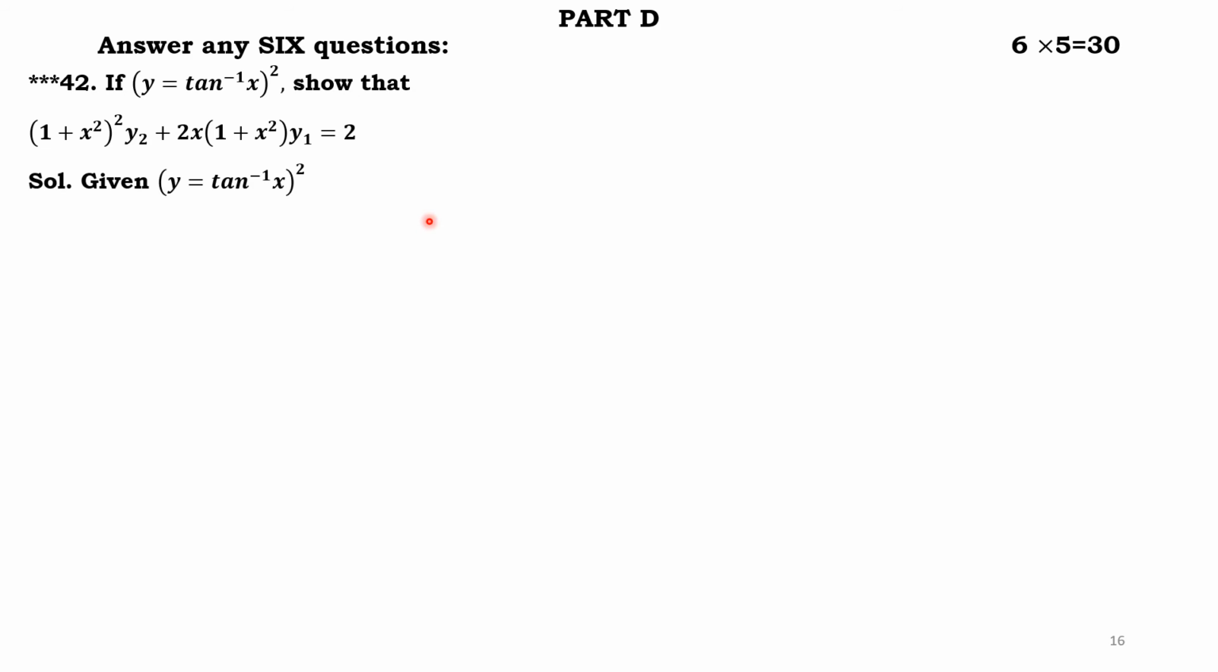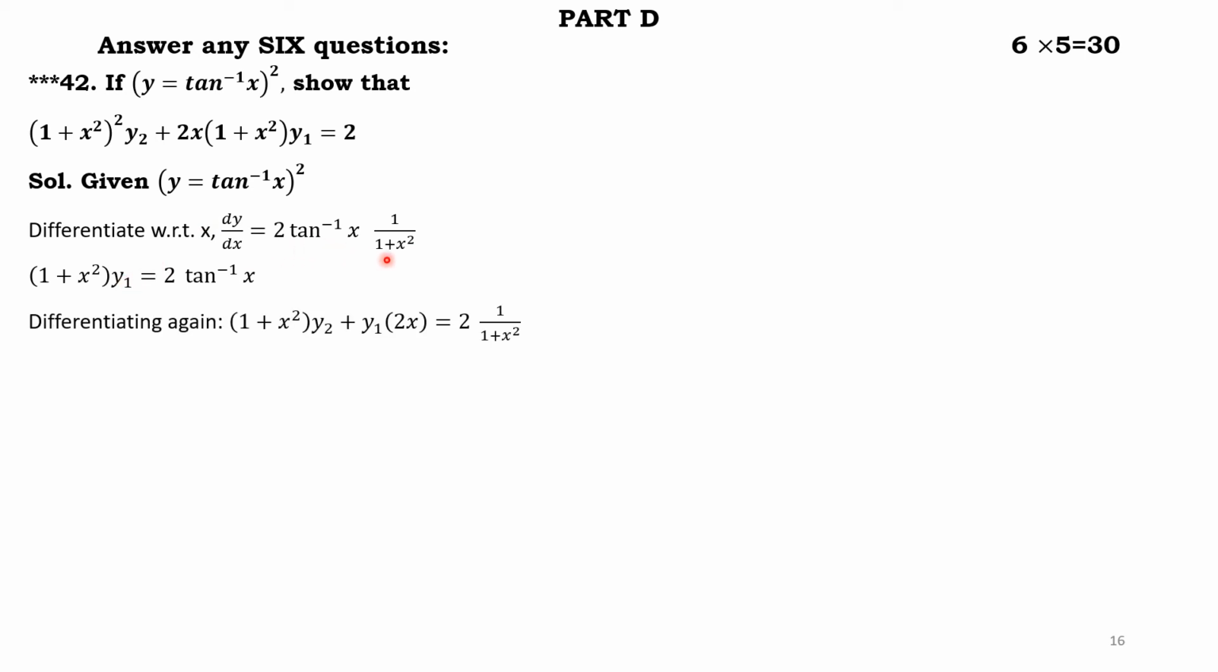Let's solve it. The given equation is written as it is, and we differentiate. Therefore, we find dy by dx is equal to 2 times tan inverse of x into the differential of the inside, which is 1 over 1 plus x square. The differential of tan inverse x is 1 over 1 plus x square. Therefore, cross multiplying and writing dy by dx as y1, 1 plus x square into y1 is equal to 2 times tan inverse of x. That is after differentiating.